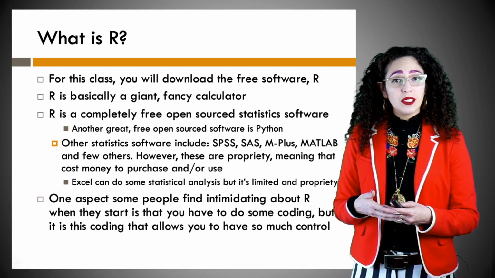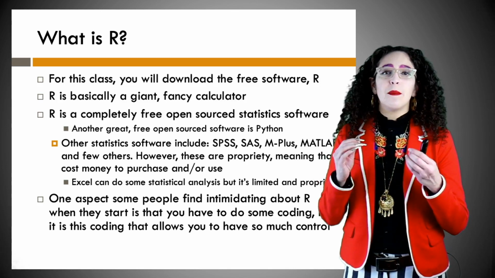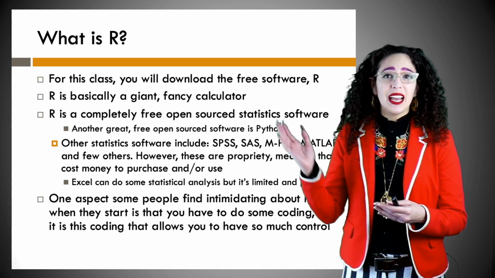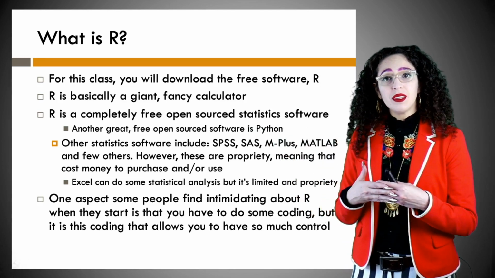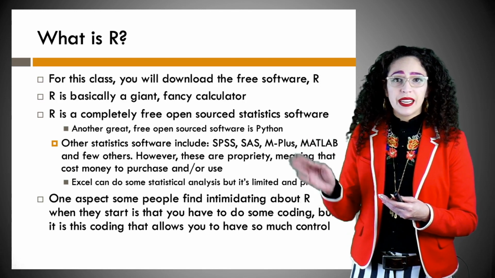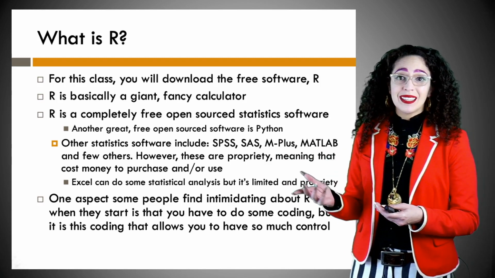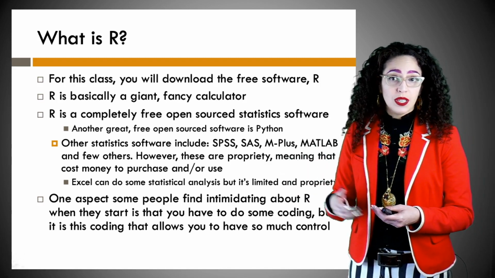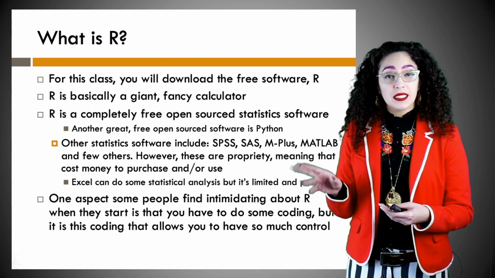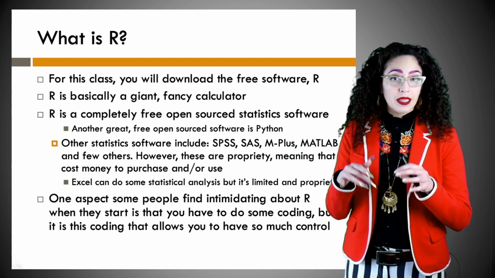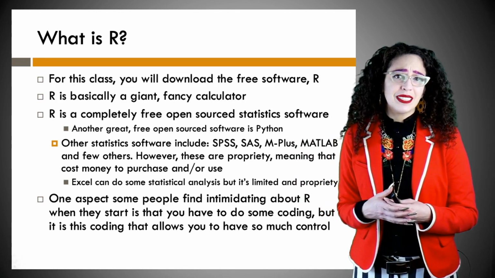For this class, you will download the free software R. R is basically a giant fancy calculator. It's amazing. And it's completely free and open source statistical software. Another great one out there is Python, but we won't cover that. There are many other types of statistical software out there like SPSS, SAS, Mplus, MATLAB, and others. However, these are all proprietary, meaning that they cost money to purchase and use. Excel can do some things too, but technically Excel is also proprietary. You have access to some of these as a student at UT using the remote access thing, but let's just learn R. It's free. You don't have to worry about graduating and not having access to it.